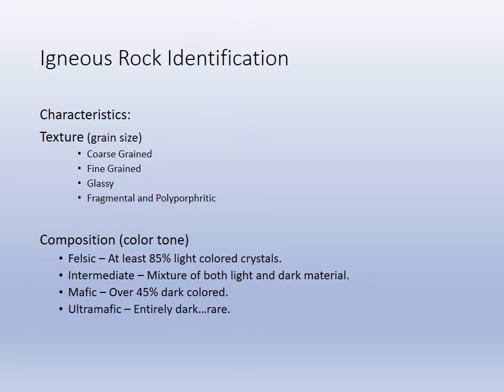The other characteristic we look at is the overall color tone. A light colored rock is termed felsic. It tends to contain a lot of quartz. A dark colored rock is called mafic. That tends to have a lot of metals. Intermediate rocks can have both. And then the ultramafic rock is very rare. So we look at texture and color tone.